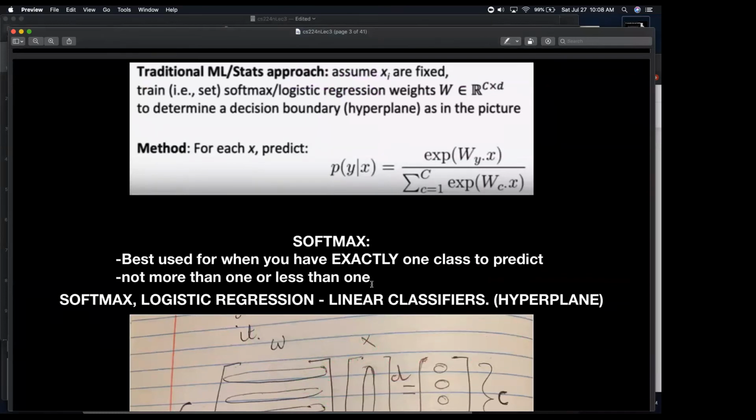Before we get into the deep learning part of it, or the neural networks part of it, he talks about, in general, traditional ML.